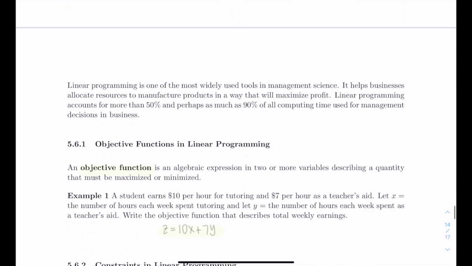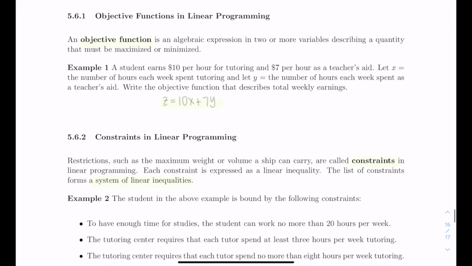An objective function is an algebraic expression in two or more variables describing a quantity that must be maximized or minimized. A student earns $10 per hour for tutoring and $7 per hour as a teacher's aide. Let X be the number of hours each week spent tutoring, and let Y be the number of hours each week spent as a teacher's aide. Write the objective function that describes total weekly earnings.